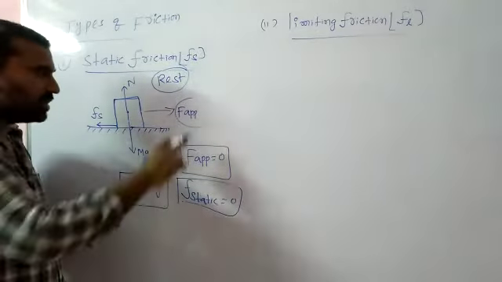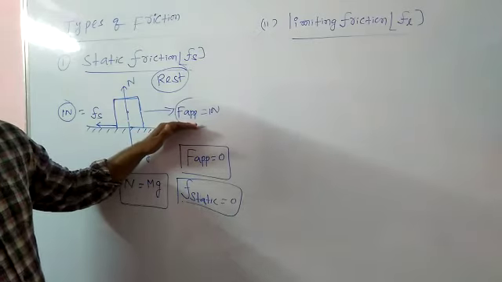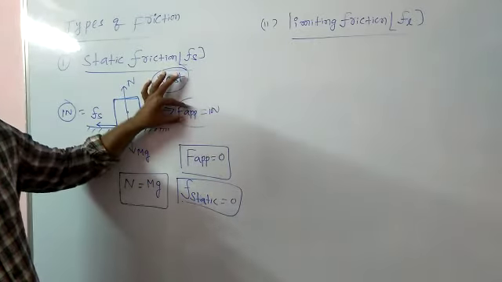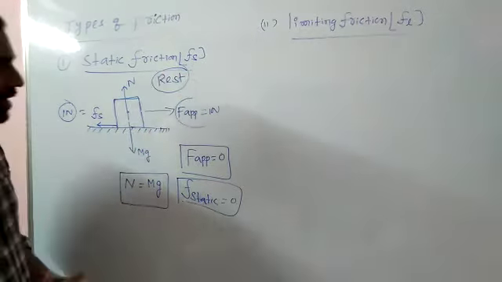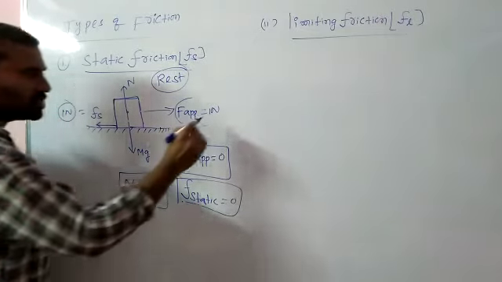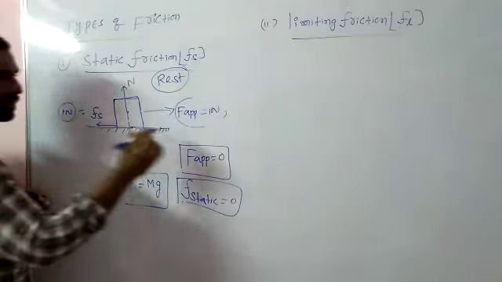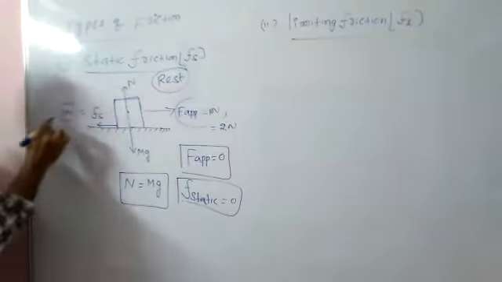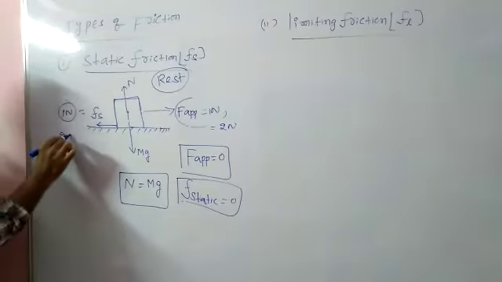If the applied force increases gradually, first we apply 1 Newton, next 2 Newtons, next 3 Newtons, then the static friction also increases to the same value. If the applied force is 1 Newton, static friction is 1 Newton. If the applied force is 2 Newtons, static friction is also 2 Newtons. If the applied force is 3 Newtons, static friction is also 3 Newtons. The static friction is equal in magnitude until the block is moving.